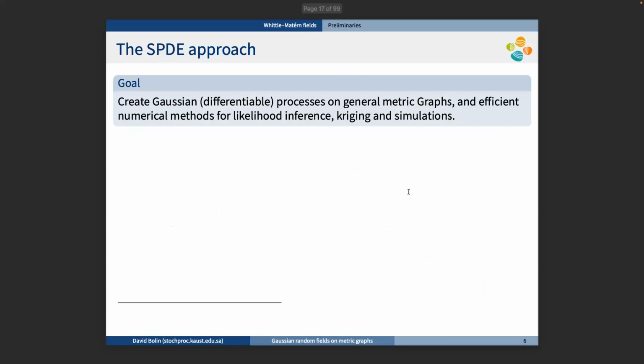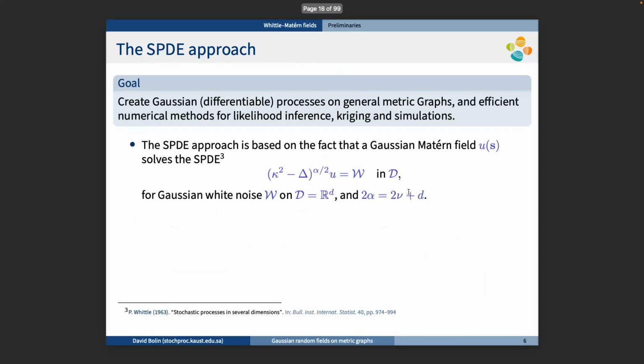Right, so the goal that we have had throughout this work is to come up with a method to create Gaussian processes, possibly differentiable, on general compact metric graphs, and also efficient numerical methods for doing inference and simulation and prediction using these models. And the main idea is to use this classical SPDE approach.